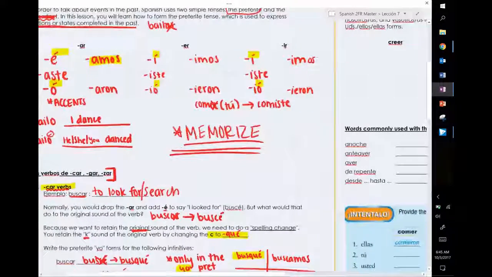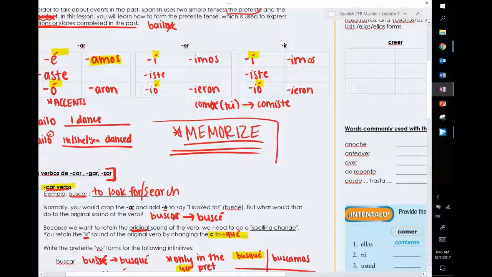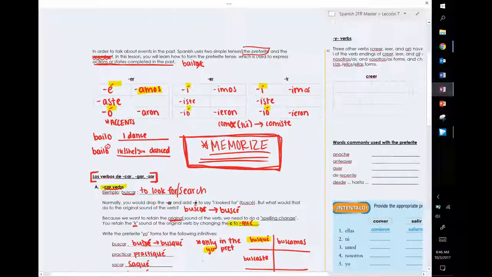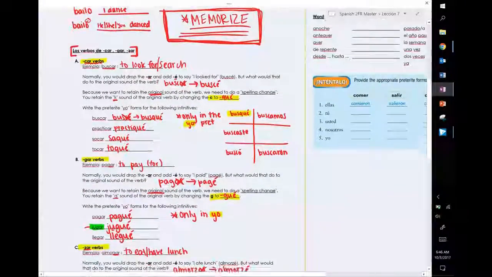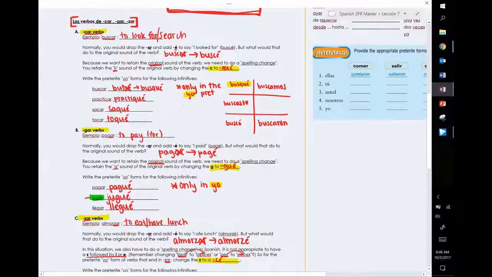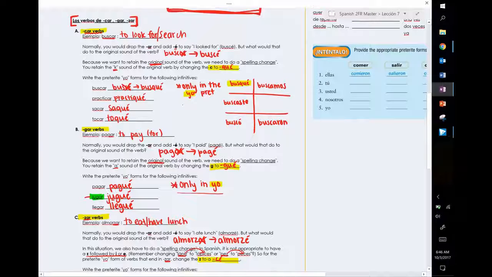So we talked again about our regular preterite endings: é, aste, ó, amos, aron for AR verbs; ER/IR: í, iste, ió, imos, ieron. Make sure you have accents on the yo form and the él/ella/usted form. Like I said, you need to memorize these endings as soon as possible. We also talked about car, gar, zar verbs. We said car goes to qué, gar goes to gué, zar goes to cé, and that change is only in the yo form of the preterite.